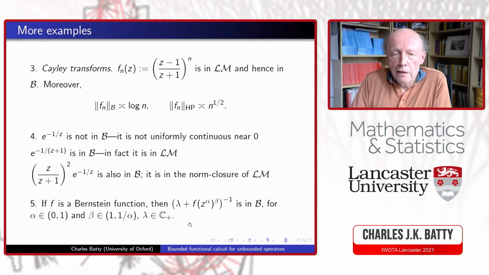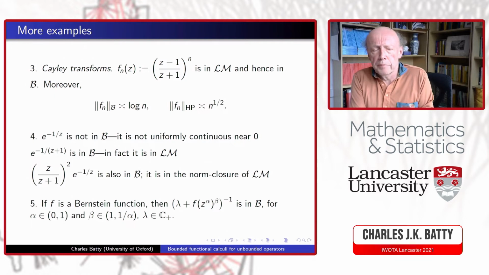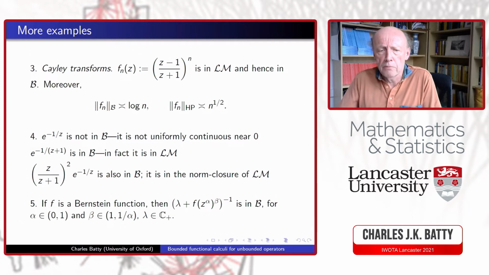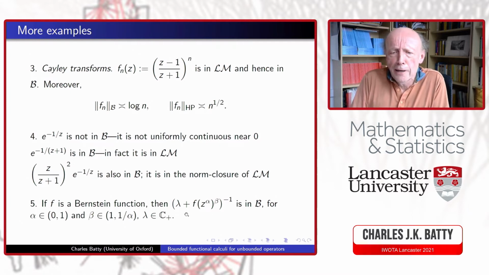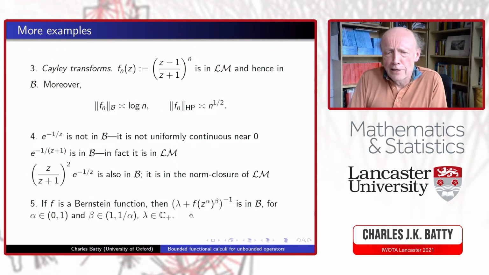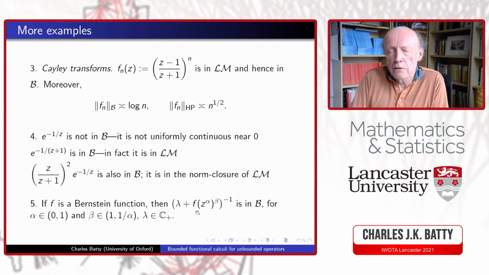And finally, for those of you who know what a Bernstein function is, this is a class of functions on the right half plane, or holomorphic functions on the right half plane, with certain properties investigated initially by Bernstein. It turns out that if you look at this resolvent, fix a lambda and look at f of, well, there are a few factoring powers in here, and then take the inverse. These functions are in B, which turns out to be useful.